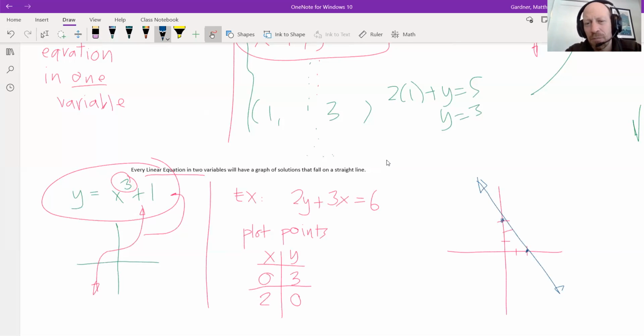Usually when we are plotting points, we encourage you to use 3 points, just because if you make a little mistake in either one of these, you'll get totally the wrong line. Whereas if you do a third point and you show that all those points are in a line, then you can be pretty confident that you've got the right line. So it's not a bad idea to find another point on the line just to be safe.